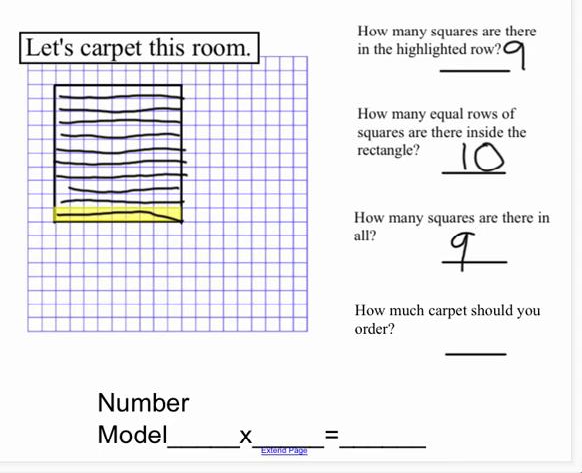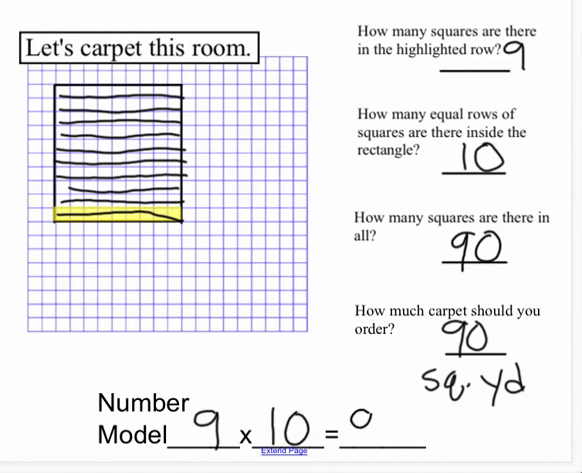How many squares are there in all? There are 90 squares. How much carpet should you order? We would order 90 square, and this time let's say this is yards. 90 square yards. Number model, I'm going to put my 9 for my highlighted squares times the number of rows. We had 10 rows to get my answer of 90. Now earlier I told you there was a turnaround rule. You could do 10 times 9 and turn those numbers around to get your answer of 90. That works as well.